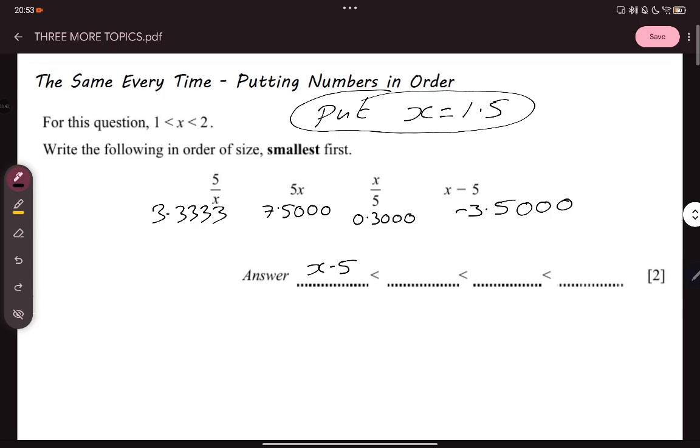The next biggest number then is the 0 point something. So that's x over 5. The next biggest number is the 3 point something, so 5 over x, and the next biggest number is the 7 point something, so that's 5 times x. Try it with any number you like between 1 and 2. You'll get different values for the decimals, but the order of these algebraic expressions will be exactly the same. There's only one possible answer, so it doesn't matter which value for x we substitute in.